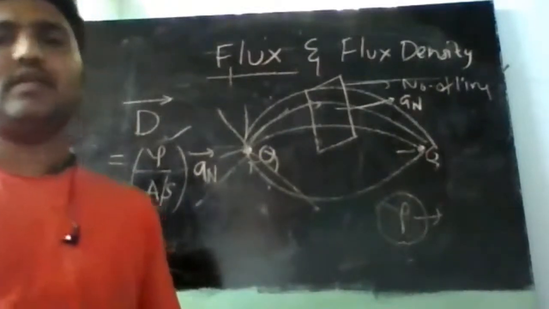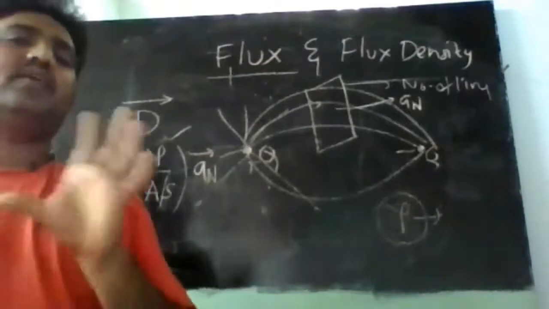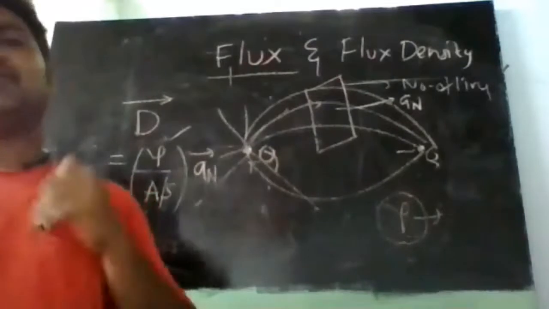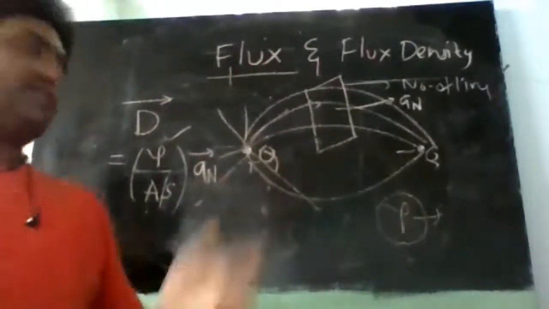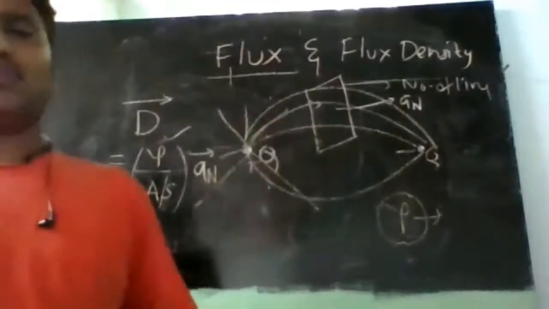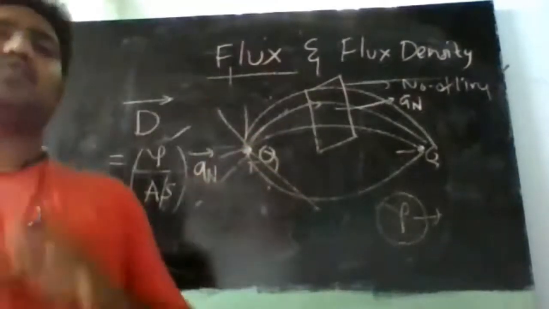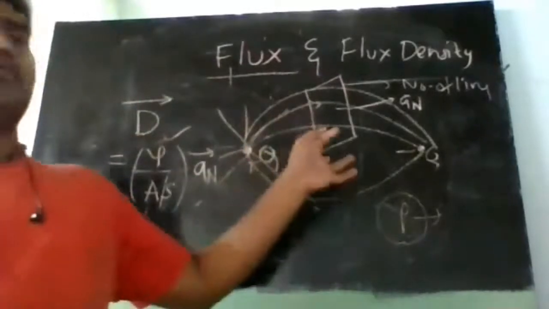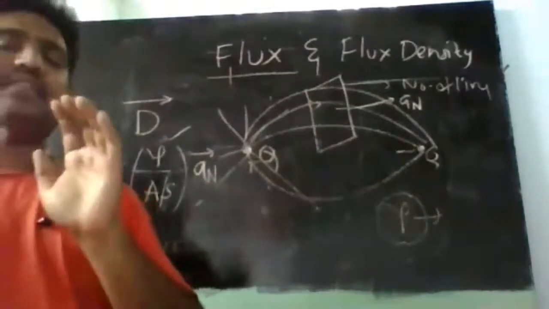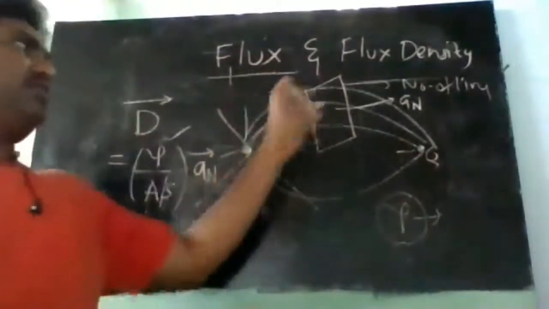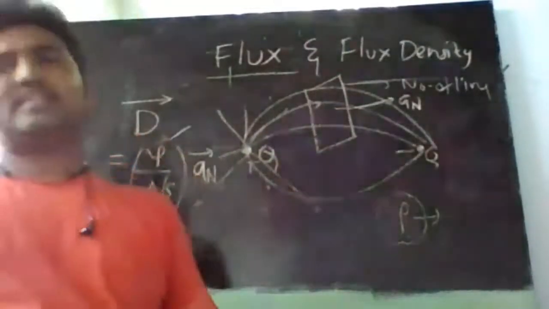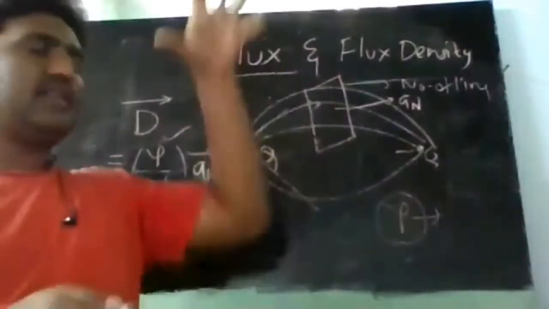It is not a vector. It's a scalar quantity. It will tell you the total number of lines that are passing through a particular closed surface. But we need a vector. So how to do that? Convert the scalar into a vector. How am I converting? I'm taking a normal surface, a rectangular surface, or a closed surface, anything. It can be rectangular or any closed object. I'm considering a closed object and placing it normal to the flux lines.